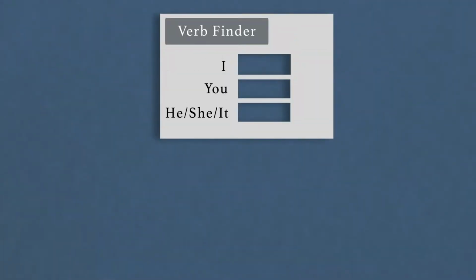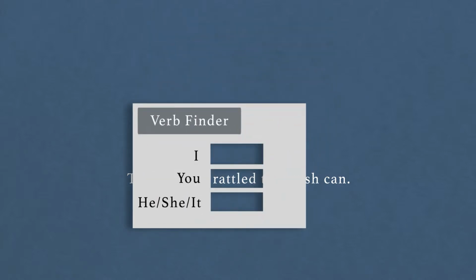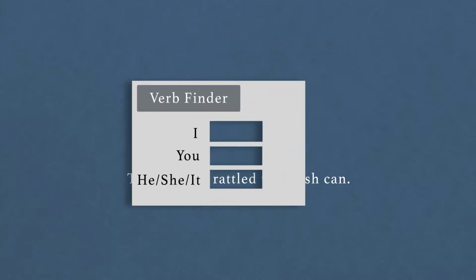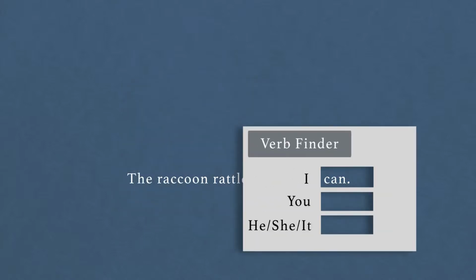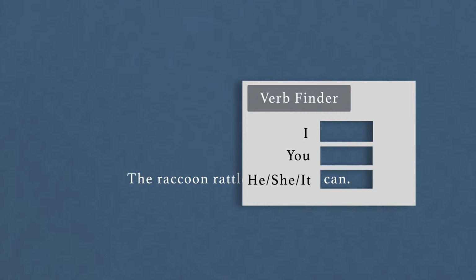But as I mentioned earlier, I think, our rule of thumb, our verb finder, is not foolproof if you don't apply some common sense. So think about this sentence. You might remember this from last lesson. The raccoon rattled the trash can. When you apply the verb finder to this sentence, you pretty quickly see that rattled is the verb. I rattled, you rattled, he, she, it rattled. Except the word can also fits in the verb finder, doesn't it? I can, you can, he, she, it can.